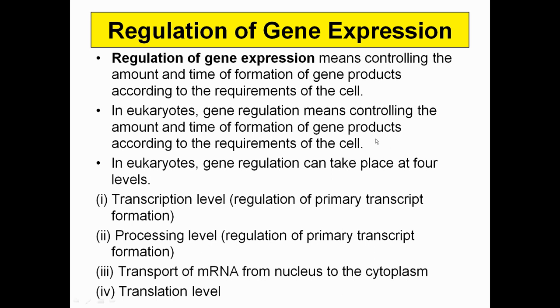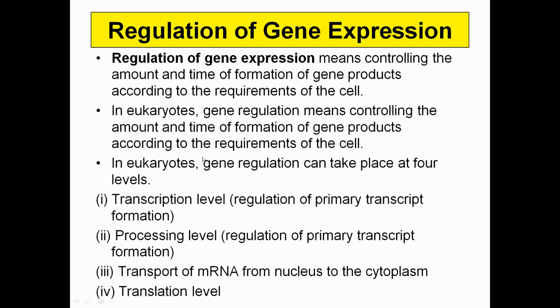In eukaryotes, gene regulation means controlling the amount and time of formation of the gene product according to the requirement of the cell. As you know, in eukaryotes, the growth is highly regulated and it is in concordance with the expression of the gene at a particular time with the amount.